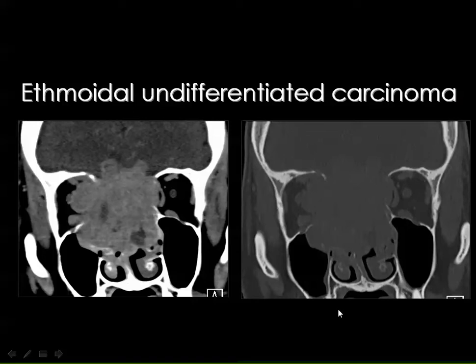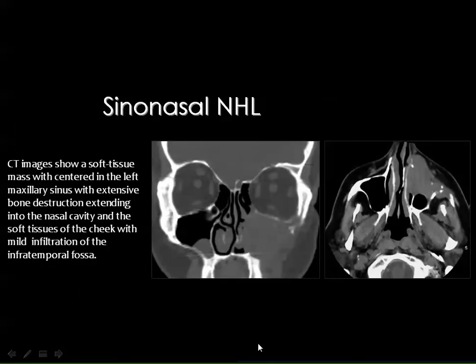This is an ethmoidal carcinoma. There is a very big tumor mass centered on the region of the ethmoid, with aggressive destruction of the medial orbital wall on both sides, intraorbital extension, destruction of the anterior cranial fossa roof, floor, and intracranial extension, destruction of the nasal fossa, and extension infiltrating the turbinates and the bony nasal septum.